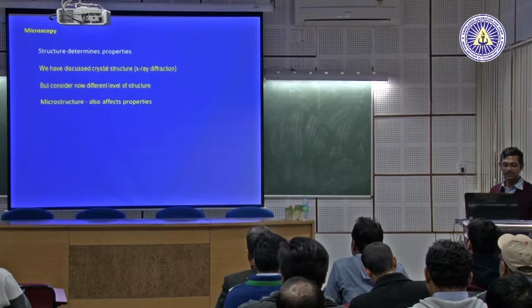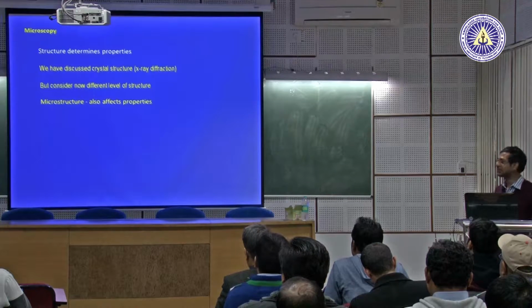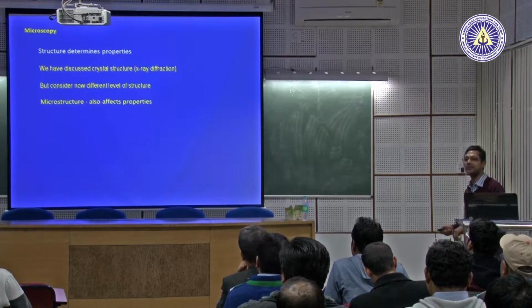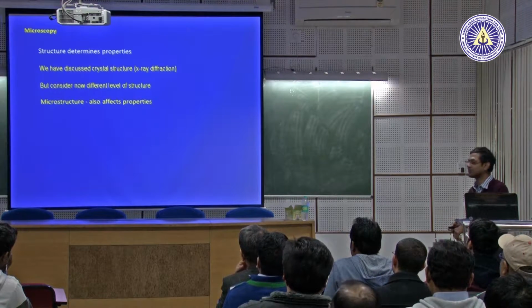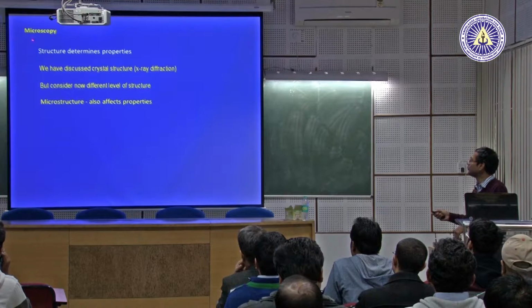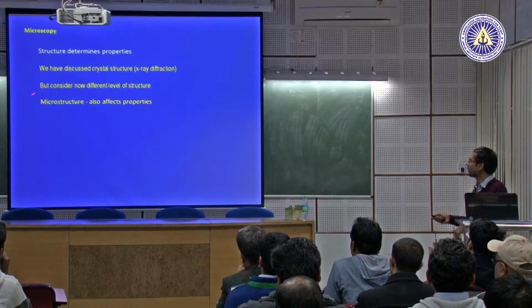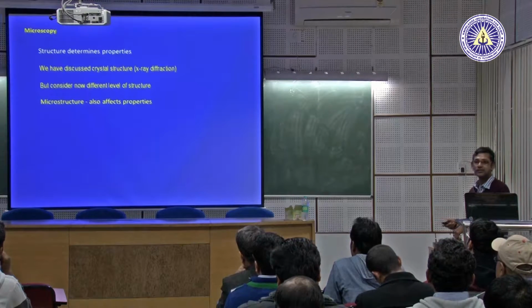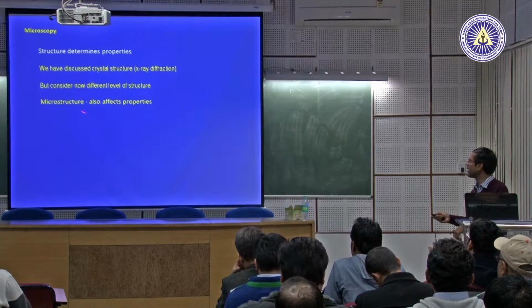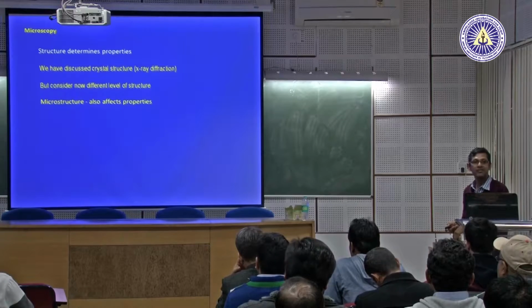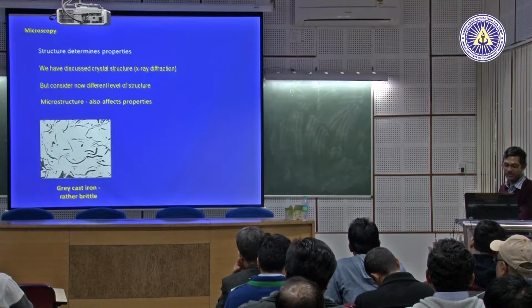But structure has different levels. One is the structure by X-ray diffraction, which gives you crystal structure information. The other one is the microstructure, and it is important to know that the microstructure also affects properties. So one is the crystal structure, which affects properties. The other is the distribution of different things in the material.